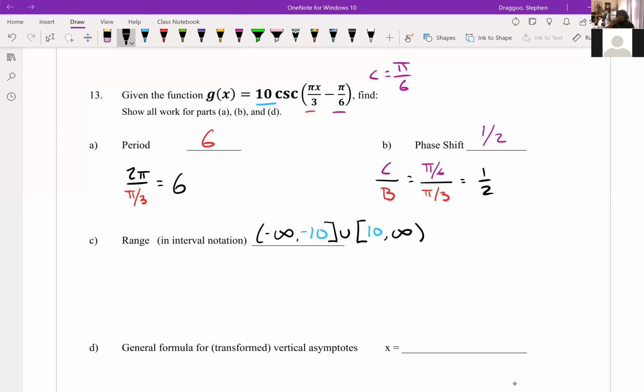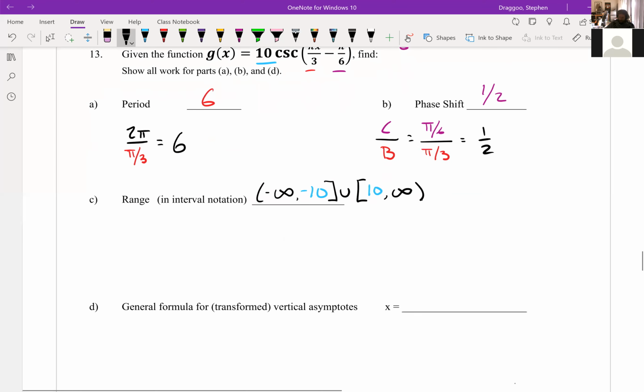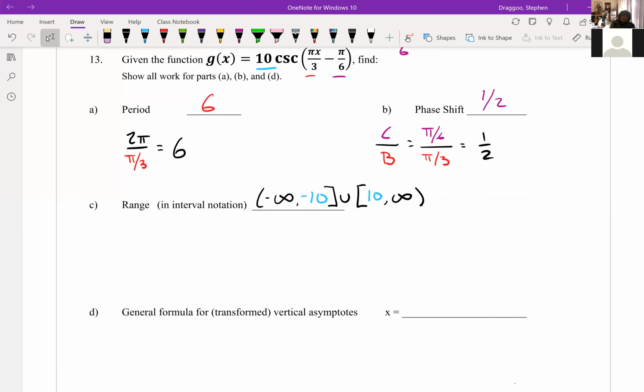And finally, the general equation for the transformed vertical asymptotes. That just means I want to take my interior, which is pi over 3x minus pi over 6, set that thing equal to k pi, and solve it for x.